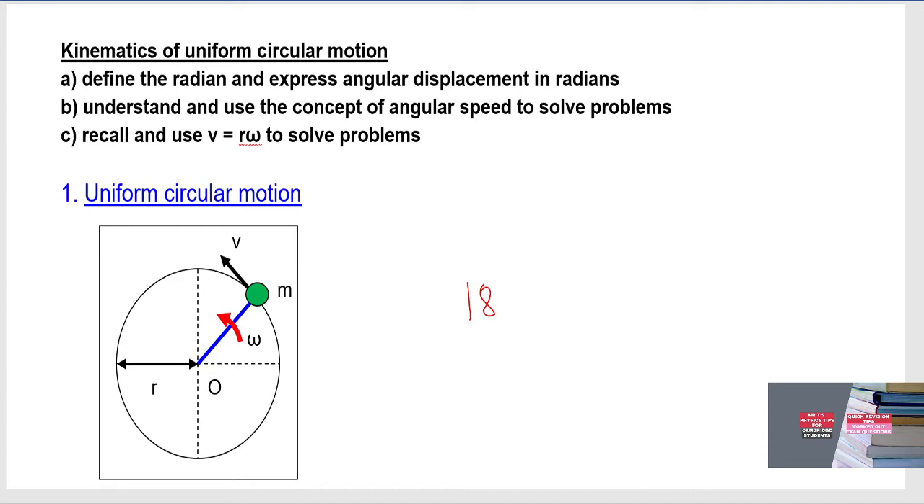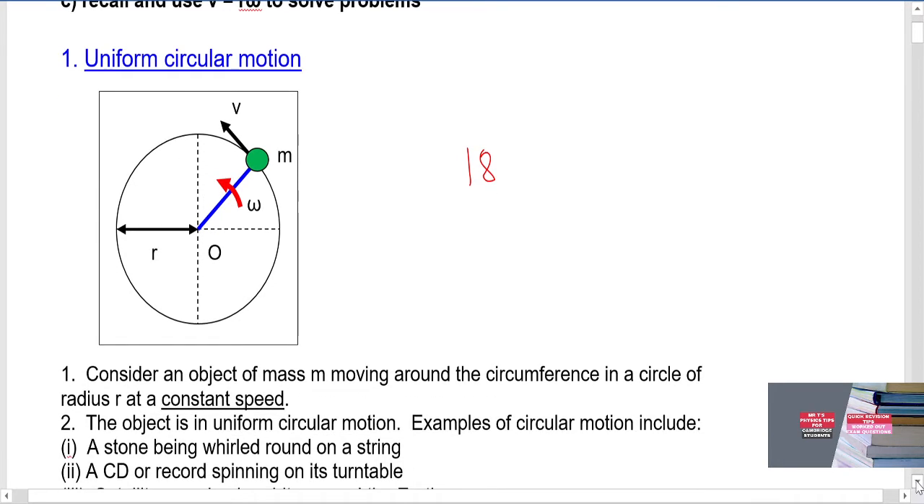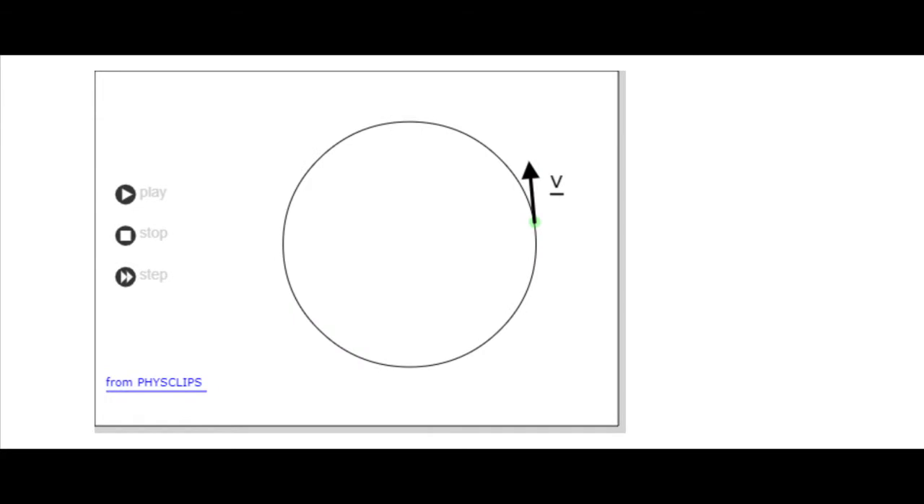Now, when an object is undergoing circular motion, the speed is constant, right? The angle is continuously changing. Okay, the speed is constant, but the angle is continuously changing. I think I've got something to show here. All right. So as you can see, the speed is constant, at a tangent to the circle, but then the direction is constantly changing as well. So there is a velocity.